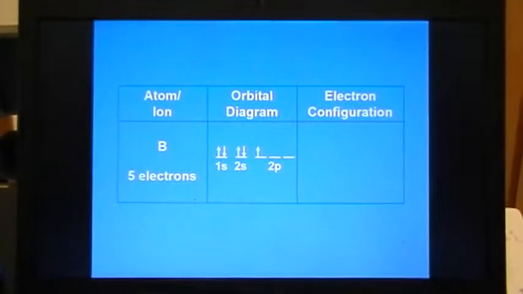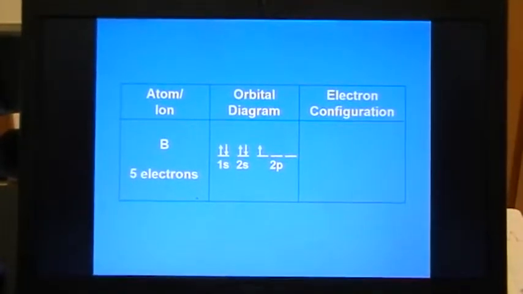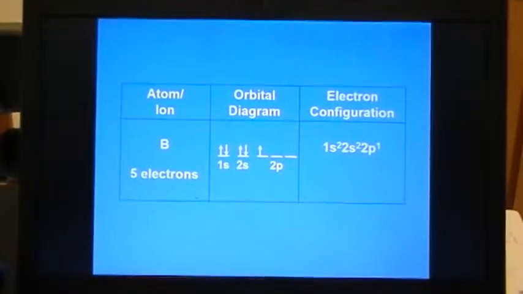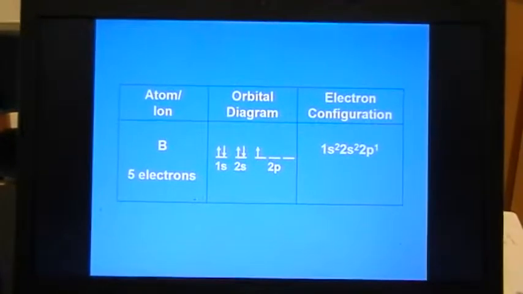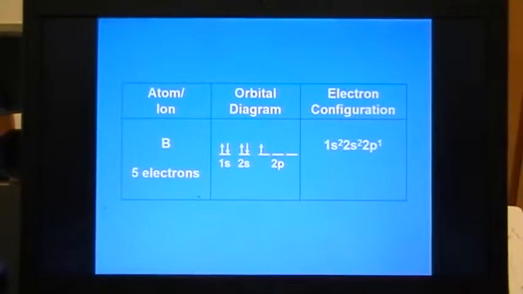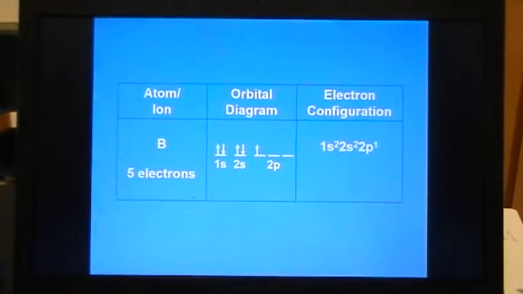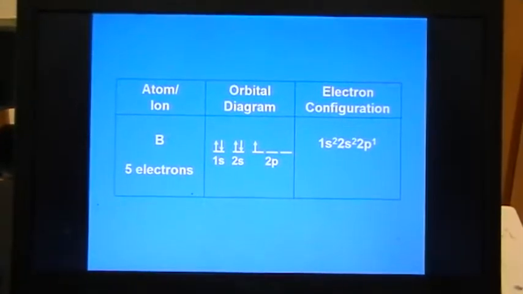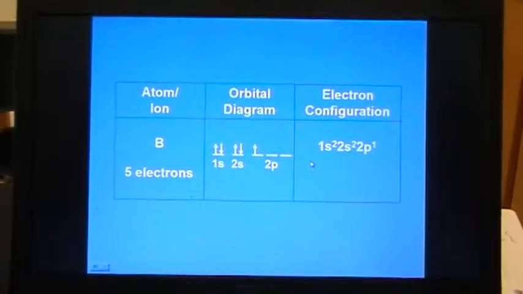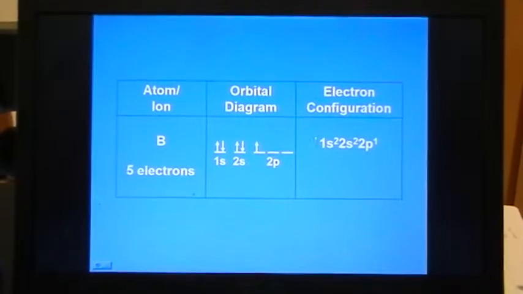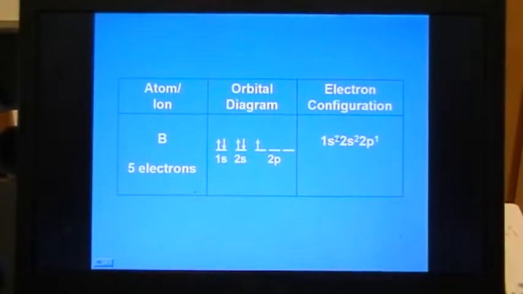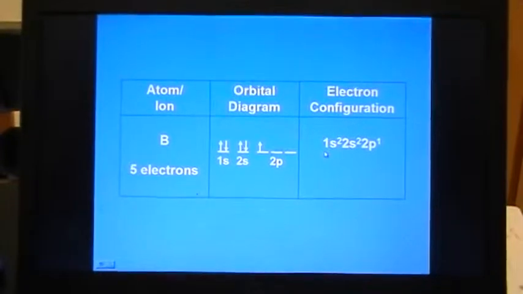So to summarize that configuration, I would write 1s2, 2s2, 2p1, with all of the exponents adding up to be the total number of electrons in boron. The 1s sublevel, or the first energy level, has been filled because I have filled up all the electrons that can be placed there.